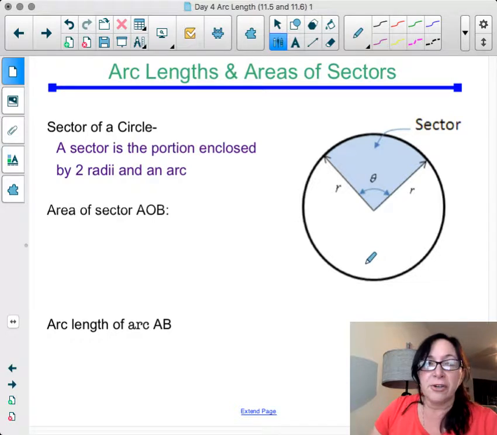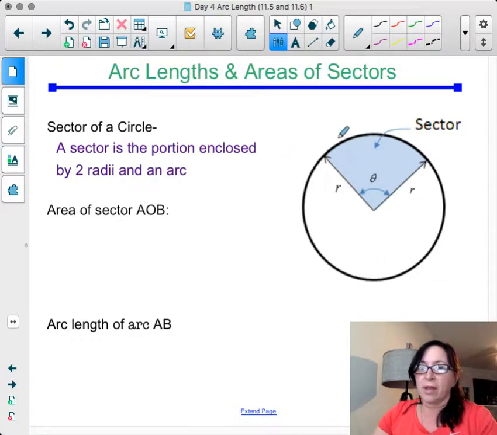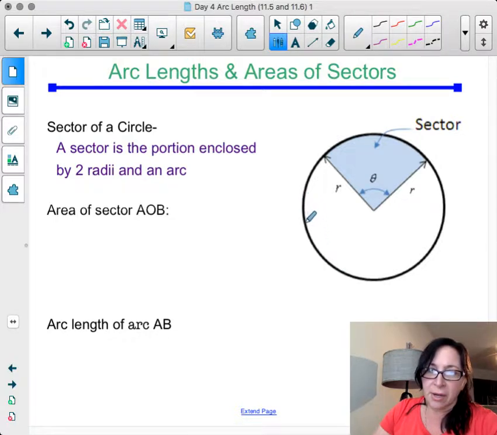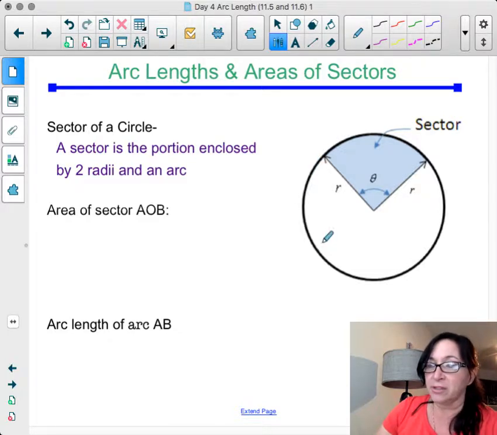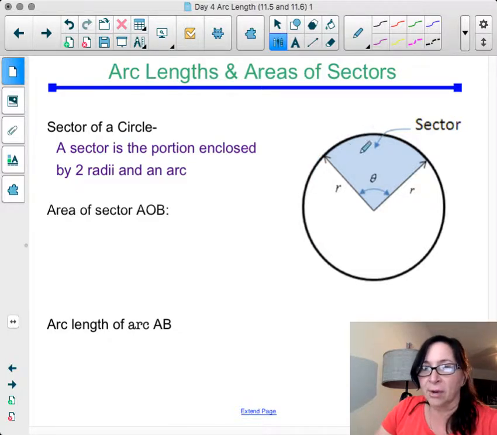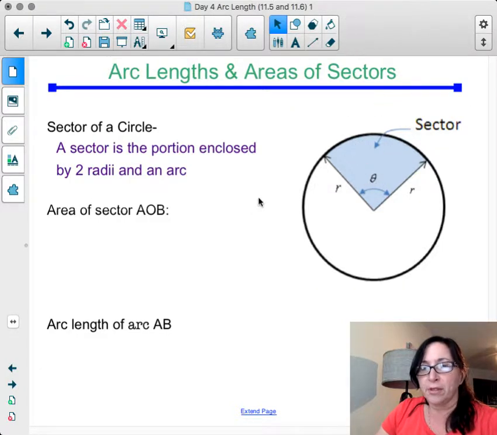So what I want to introduce today is arc lengths and area of sectors. Now, an arc length is a portion, like from here to here. It's a portion of the circle, so it's a portion of the circumference. Whereas the area of a sector is this space inside here. So there are two formulas for that.